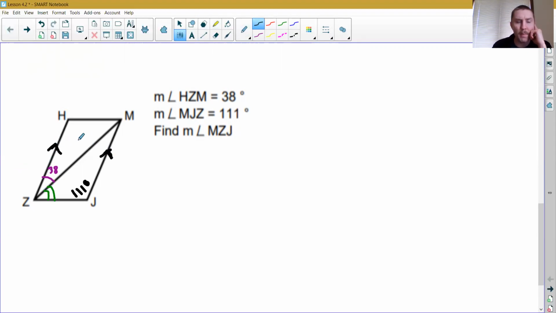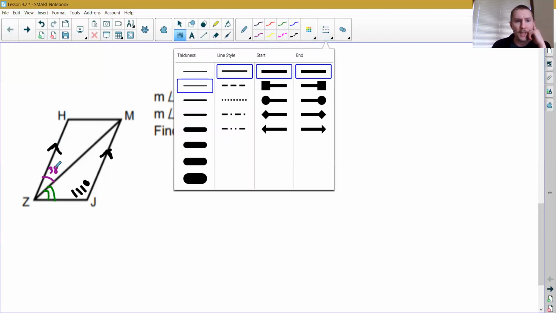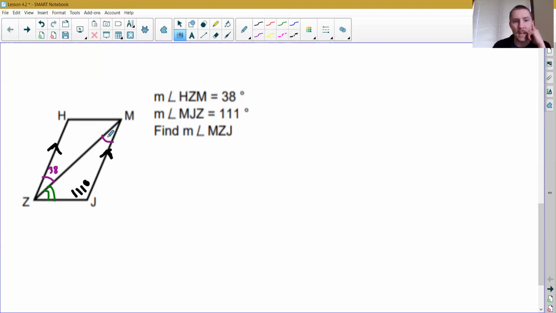From parallel lines, back in a previous chapter, we talked about things called alternate interior angles. Alternate interior angles in this particular shape look like this. If I know that this angle HZM is 38 degrees, then I know up here this angle is the same, because this and this are alternate interior angles. If you extended that diagonal as our transversal and then had our parallel sides, we have alternate interior angles. So this is 38 degrees as well.